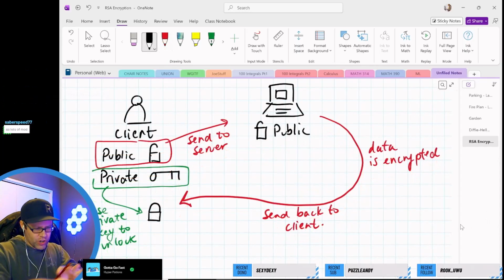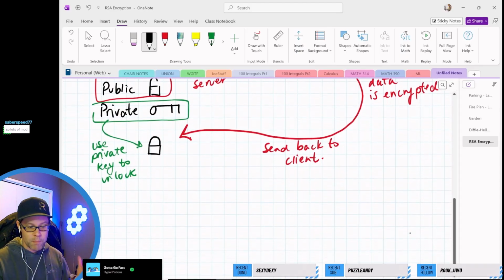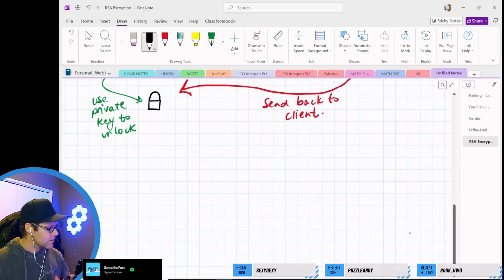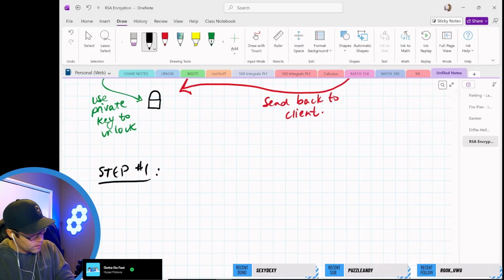Okay, so that's kind of the general picture of how the flow of things works through the RSA algorithm. Let's actually do a numerical example. So I'm just going to go ahead and work through the steps with you so you can see some of the mathematics and how some of that works. So step number one is our key generation.